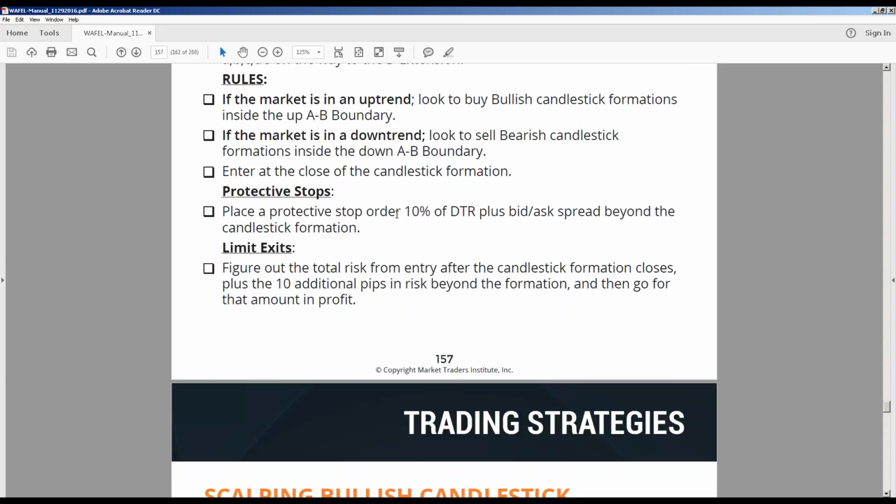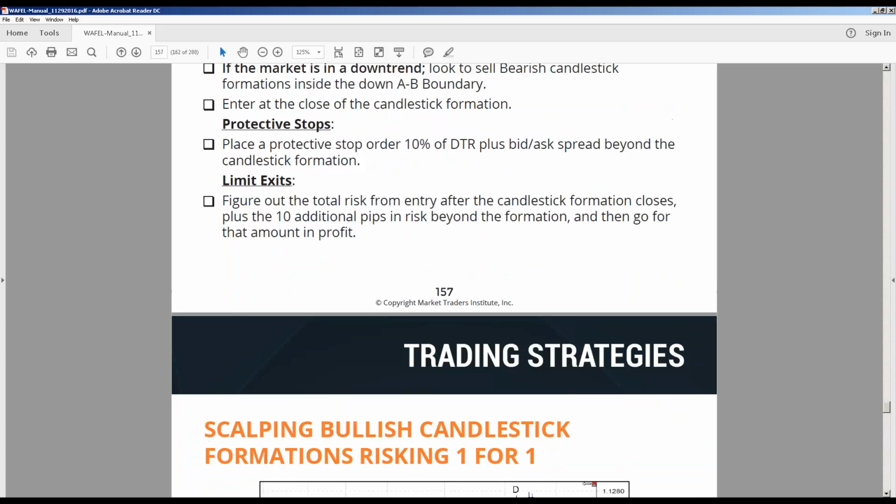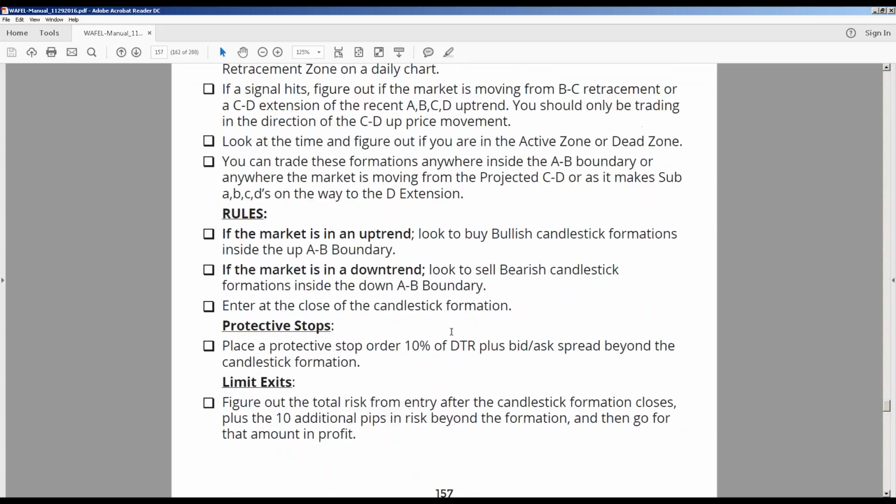Your stop is going to be 10% of the daily trading range beyond the candlestick formation. Your limit is going to be to figure out the risk from the entry after the candlestick formation closes, plus 10 additional pips in risk beyond the formation, and then go for that amount in profit. So basically this is a 1-to-1 risk reward. If I'm going to risk 40 pips, then I need to target 50 pips. Okay, so this is strategy 1. Strategy 1 is trading candlestick formations inside the ABCD price swing from the C to the D, risking 1-for-1.